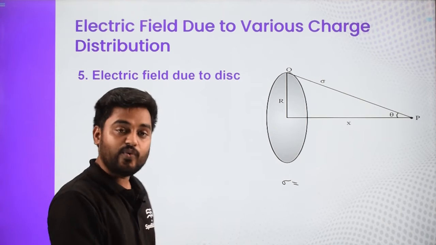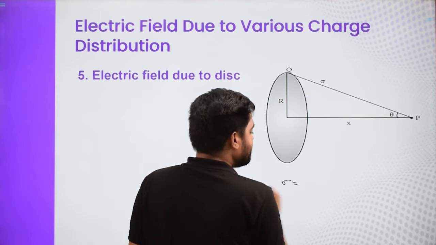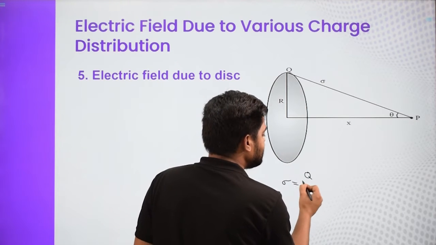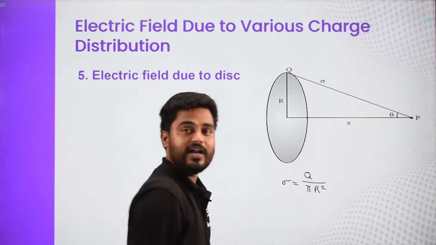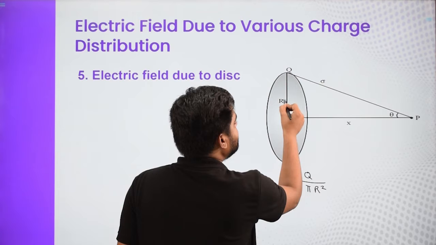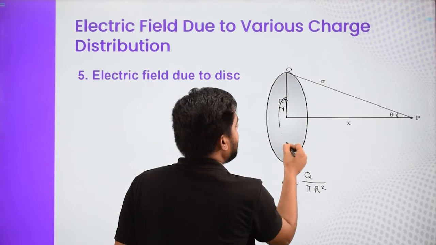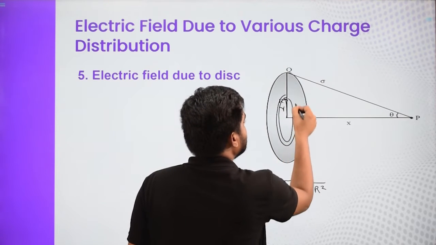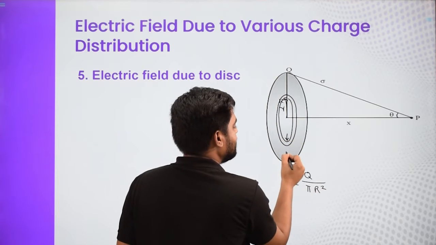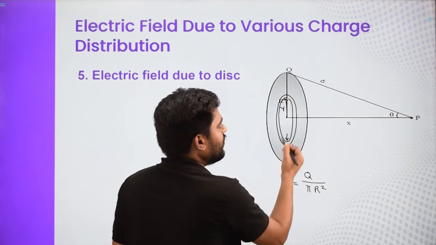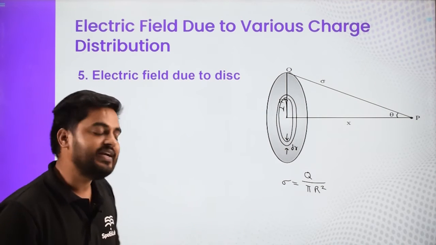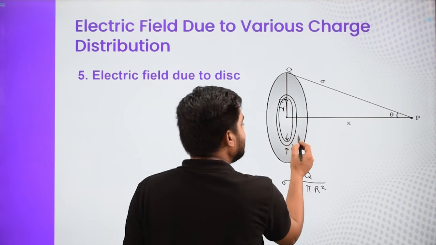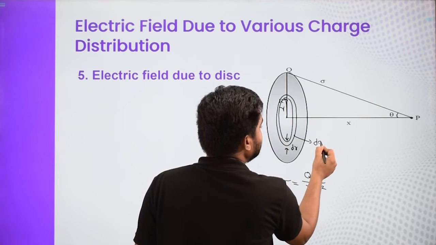Charge is distributed over an area. So sigma is the surface charge density, that is total charge Q divided by total area, which is pi R square. Now I am going to a random small r distance and I am going to take a ring of width dr. Due to that ring, I am going to write the electric field and then integrate it. So let us say the charge on that ring is dq.